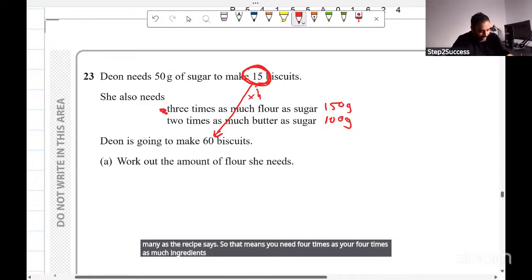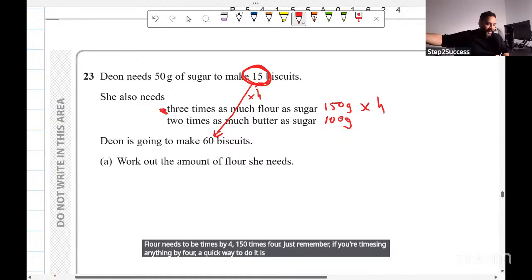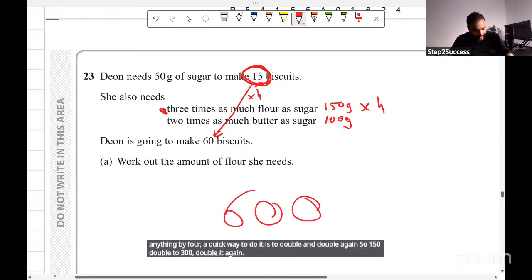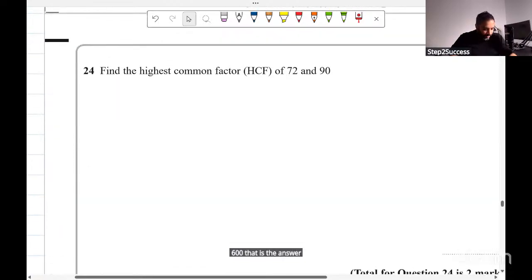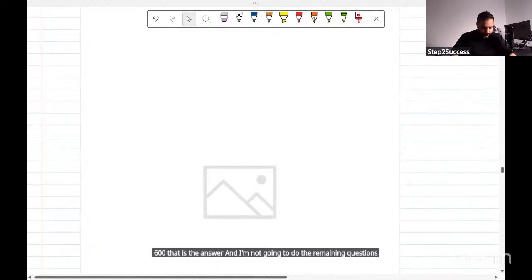Work out the amount of flour you need. Flour needs to be times by 4, 150 times 4. Just remember, if you're timesing anything by 4, a quick way to do it is to double and double again. So 150 doubles to 300, double it again, 600. That is the answer. And I'm not going to do the remaining questions from this just because there's so many of them.